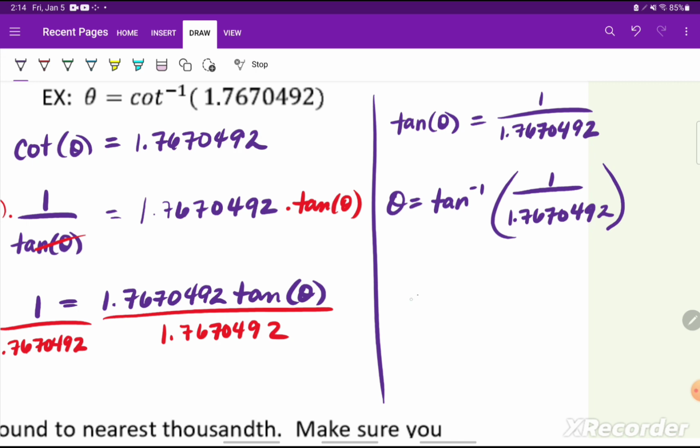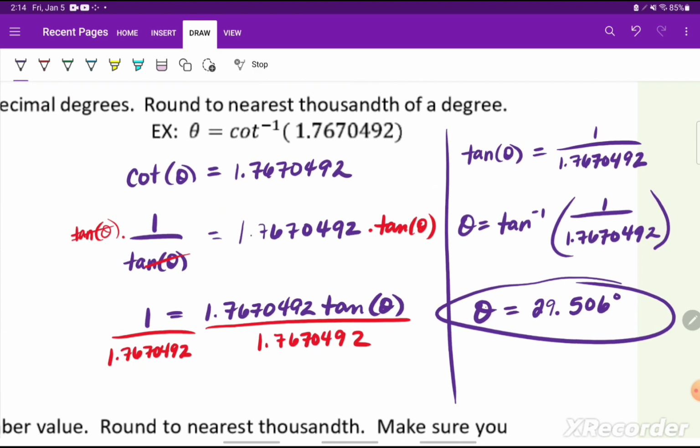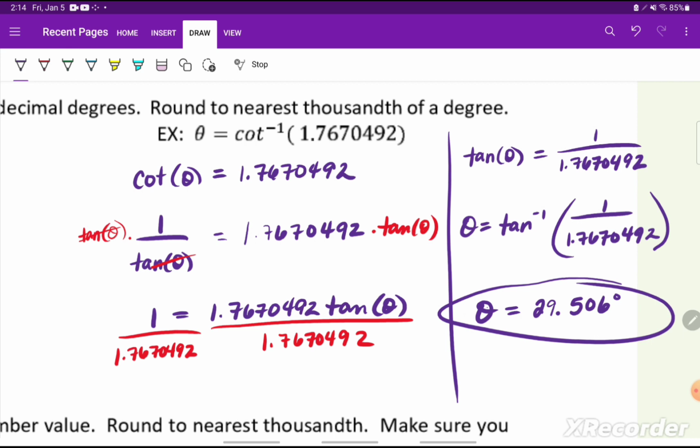Into our calculator it goes, rounding to the nearest thousandth of a degree. We get theta to be equal to 29.506 degrees. I really encourage you to be plugging all of these examples in your calculator to make sure that you're using your calculator properly.